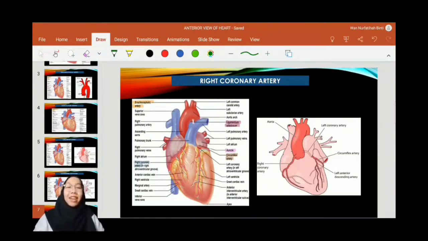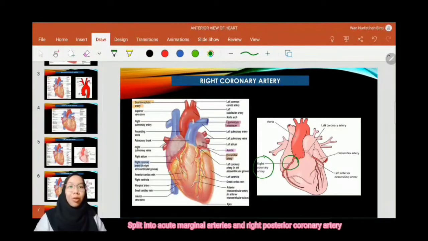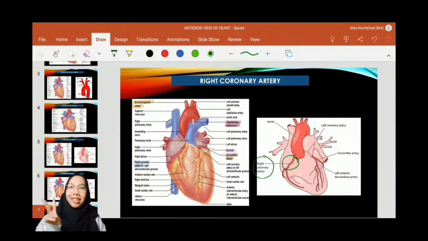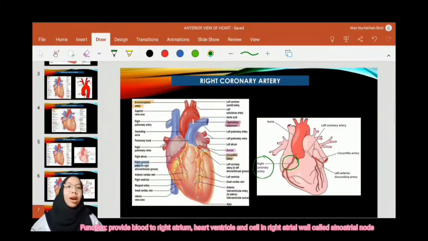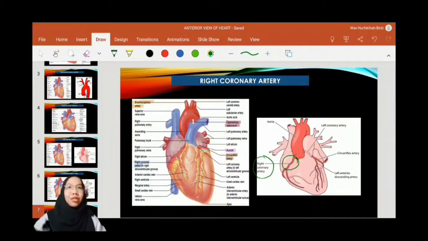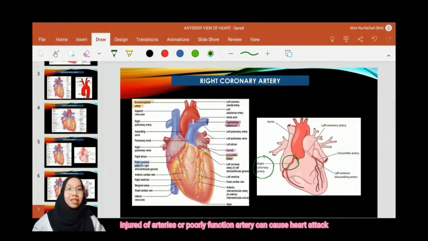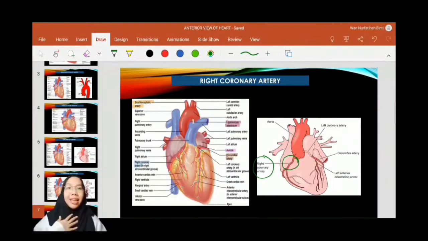Next is the right coronary artery. It is one of the several major vessels that provide blood to the heart. The right coronary artery splits into the acute marginal arteries and right posterior coronary arteries. The right coronary artery provides blood to the right atrium, the right ventricle, and cells in the right atrial wall called the sinoatrial node. Injury to these arteries can cause heart attacks.